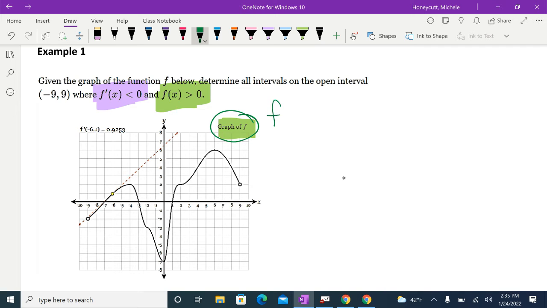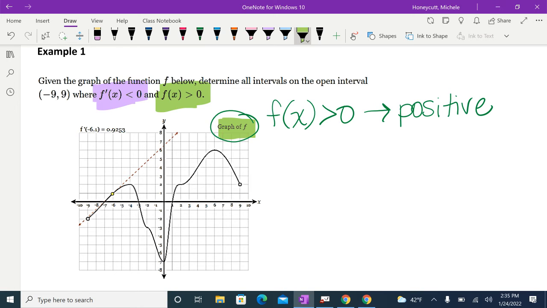So f of x being greater than 0 means they want me to find the positive intervals. So I'm going to highlight the positive spots where the graph is above the x-axis. So from -7 to -3, and then from x equals 1 until x equals 9. But at the same time, I also have to figure out where f prime is going to be less than 0. Less than 0 means negative.